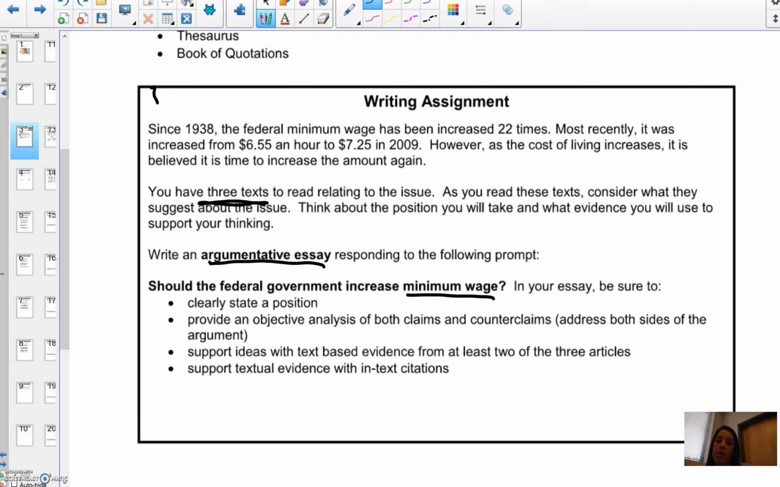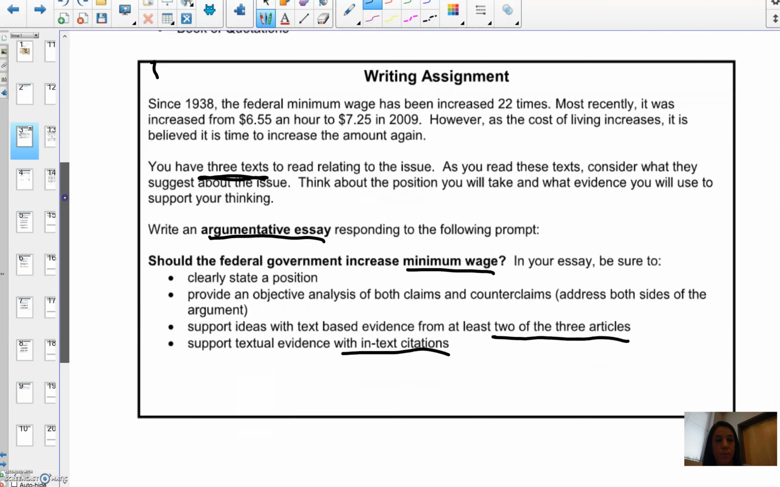Okay, you need to make sure that you clearly state a position, provide an objective analysis of both claims and counterclaims, so you address both sides of the argument. Support ideas with text-based evidence from at least 2 of the 3 articles. Make sure you underline that as well. I prefer that you use all 3 articles, but if you only use 2 of the 3, that would be okay by district standards. And you need to make sure you have in-text citations. So documenting it like we've been practicing throughout the school year.